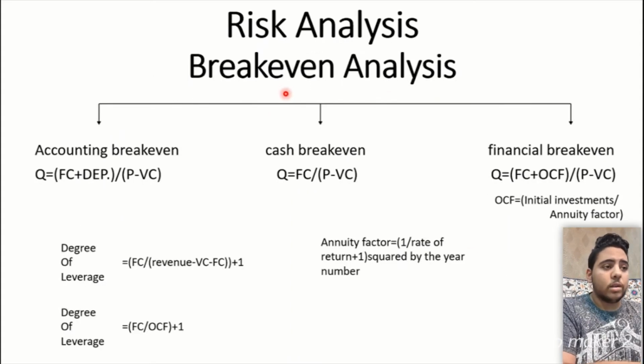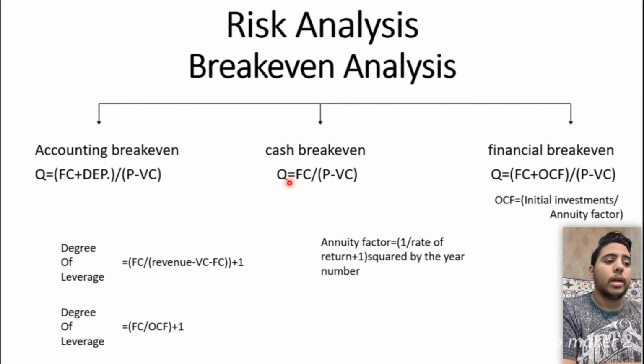Next, we have break-even analysis. We have three types: accounting break-even, cash break-even, and financial break-even. Accounting break-even, we get it by fixed cost plus depreciation over contribution margin, which is price minus variable cost, and that's how we get the quantity. If we need to get the break-even in terms of price, we multiply the whole answer by the price.